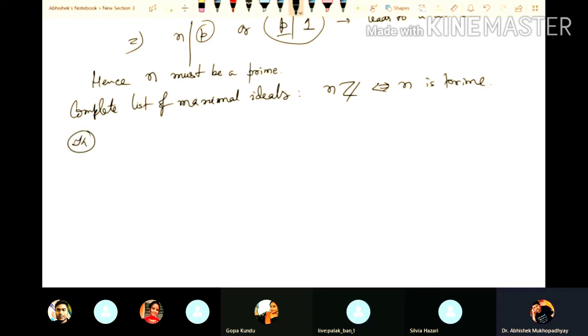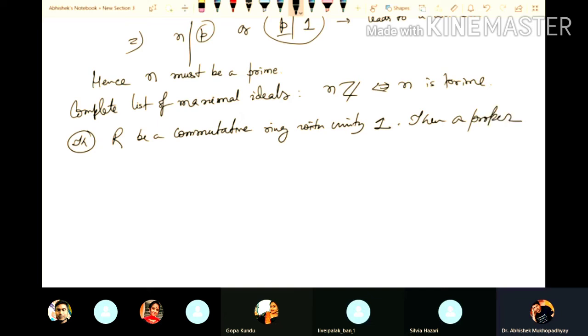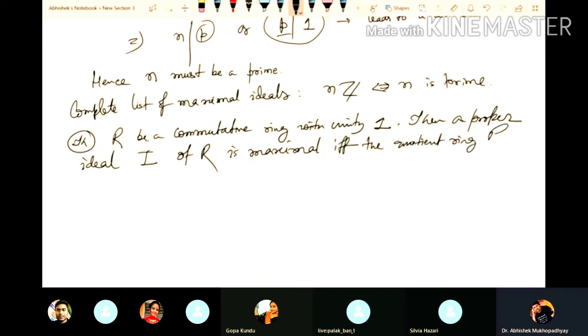The statement is: let R be a commutative ring with unity 1, then a proper ideal I of the ring R is maximal if and only if the quotient ring R by I will form a field.